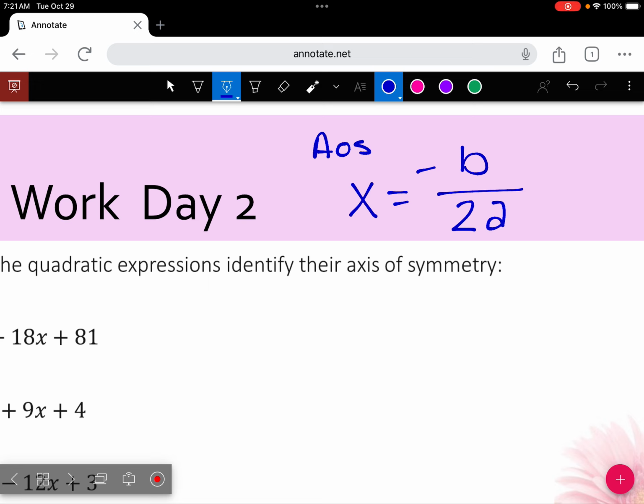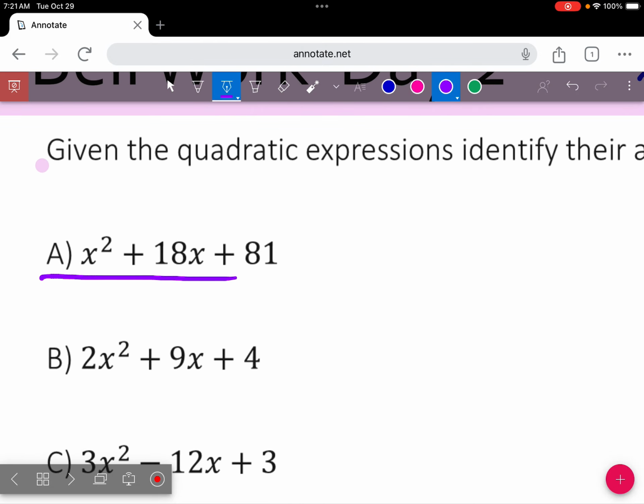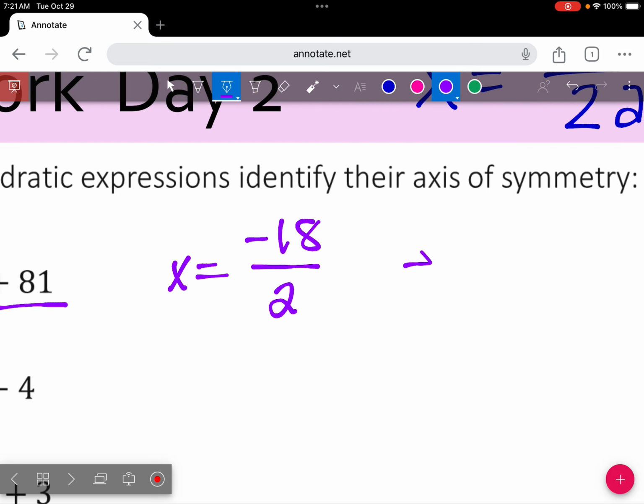So looking at equation A, this guy, how do I put this together? X equals negative 18 over 2 times 1. So where's our axis of symmetry? At negative 9. Thank you. So we simplify it, and that gets us to negative 9. So if I was asking you to graph this one, we would start with our minus 9 in the middle on our table.